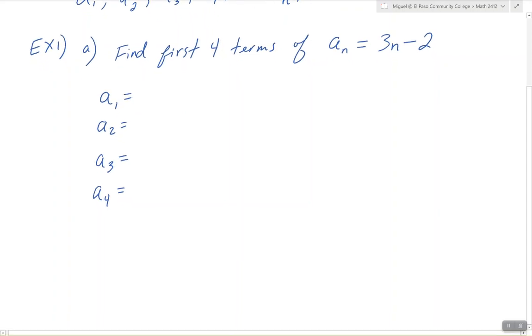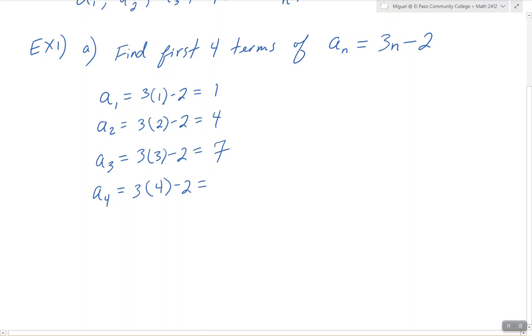Okay, and the model up there is what we use to find each term. So if I want a1, that means that n is 1, so that's going to be 3 times 1 minus 2. This will be 3 times 2 minus 2, 3 times 3 minus 2, and 3 times 4 minus 2. First term will be 3 minus 2, then 6 minus 2, 9 minus 2, and 12 minus 2. So our 4 terms for this sequence are 1, 4, 7, and 10.